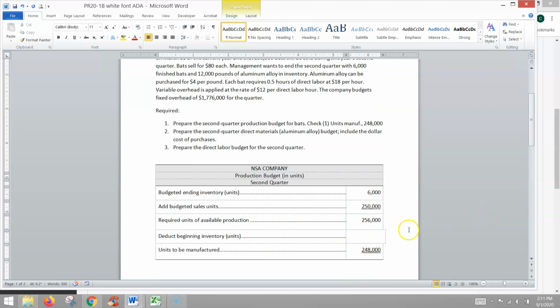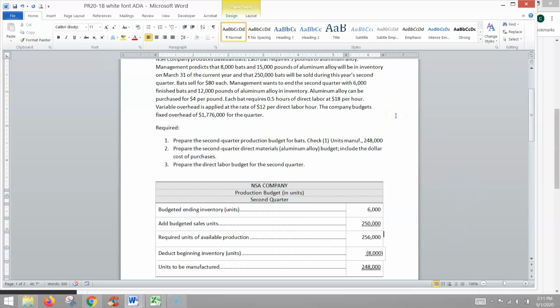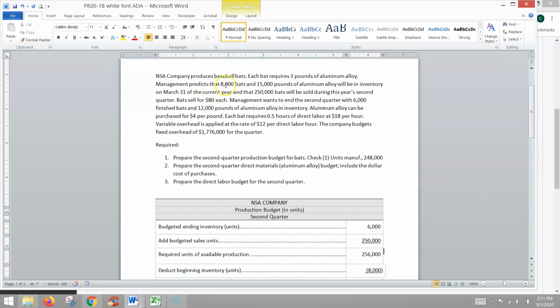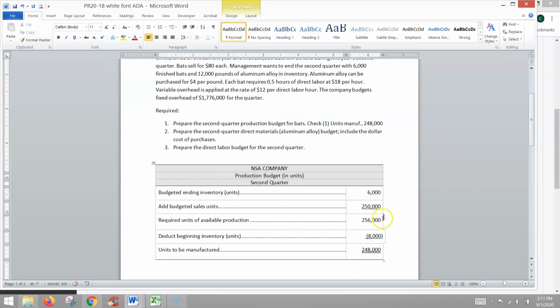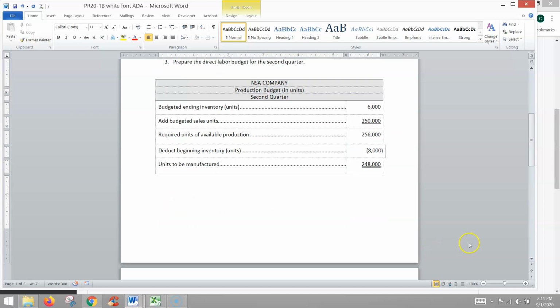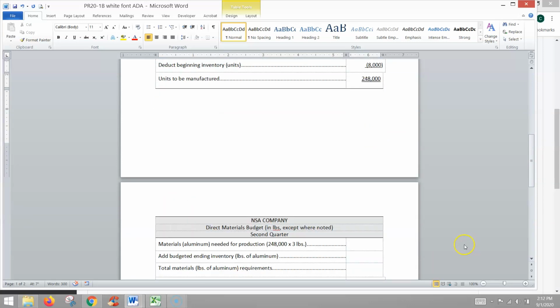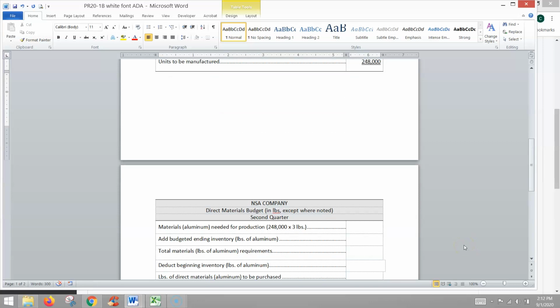Then we're going to subtract what we already have. We're going to subtract our beginning inventory, again given to us in the problem, right here that we're starting off with, to tell us what we need to manufacture, 248,000 units. Then we're going to prepare the direct materials budget based on that production.